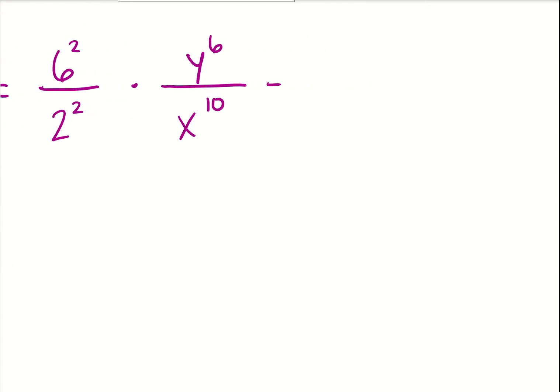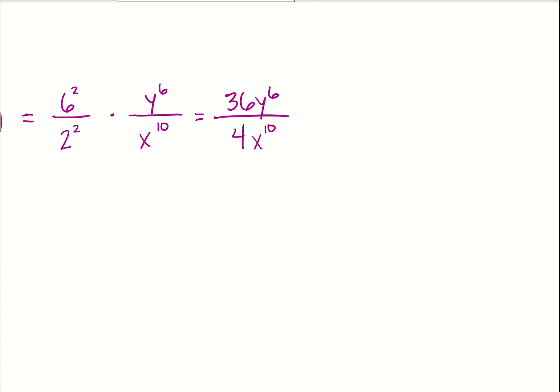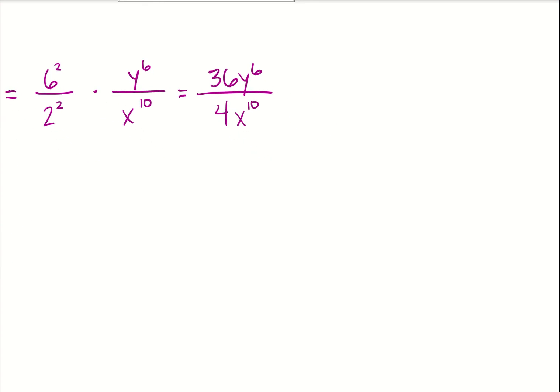And now I'm ready to move on again. 6 squared is 36. And then I'm going to put my y to the sixth in. And then 2 squared is 4. And I'm going to put my x to the 10th in. We are still not done. There is one final step to simplify.